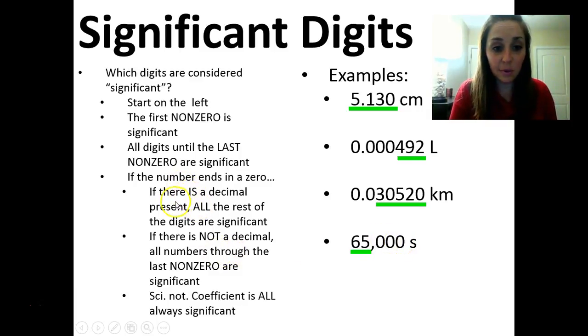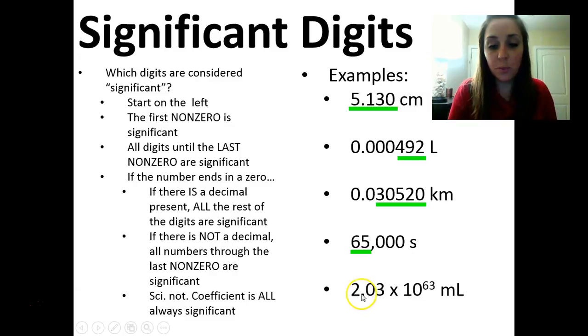Well, is there a decimal? That would be this rule. Or is there not a decimal? This rule. There is no decimal. So none of these zeros are significant. They're just placeholders. And we're going to get to that later in the lesson. But right now, just keep track of which ones are significant.